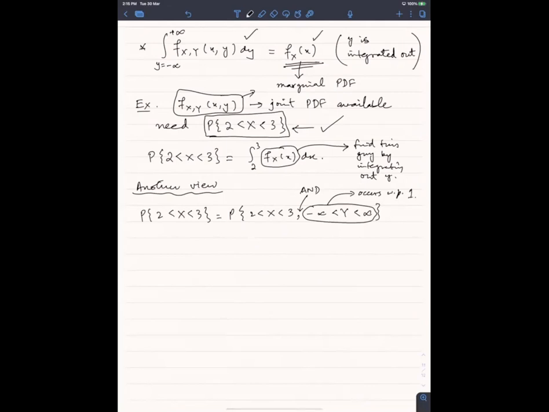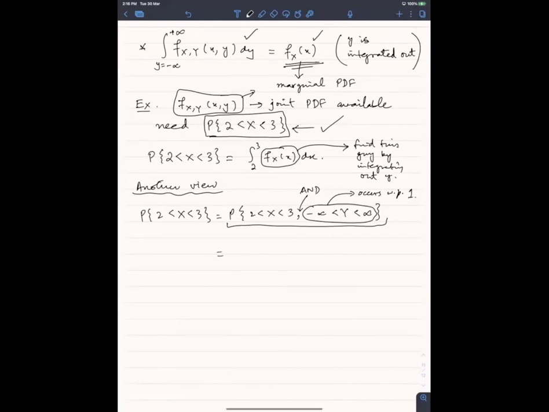Y will always be between minus infinity and plus infinity because it's a random variable. Minus infinity से छोटा नहीं हो सकता, plus infinity से बड़ा नहीं हो सकता. Now, if you notice this expression, this is a probability question which involves x and y both. And for this, I can make use of the joint PDF. अब मुझे अलग से marginal PDF निकालने की जरूरत नहीं है, ठीक है?